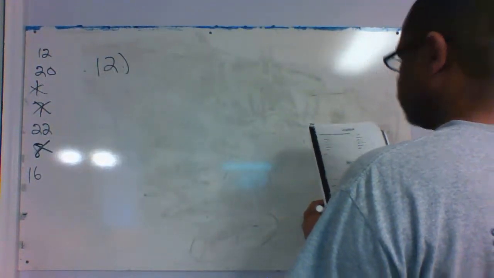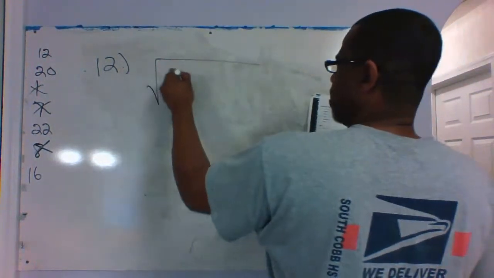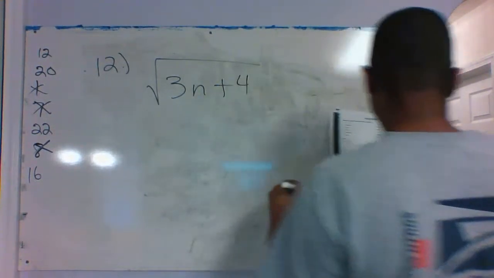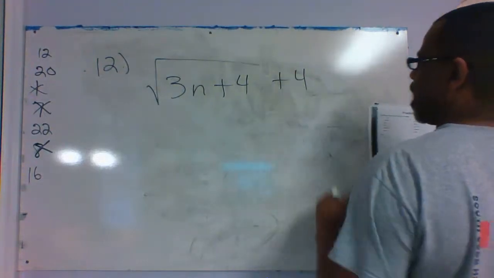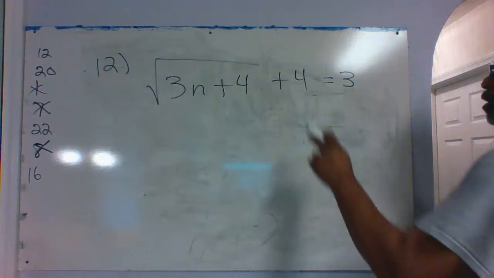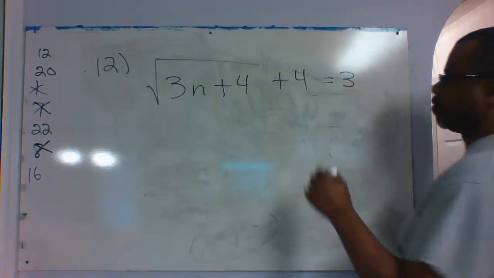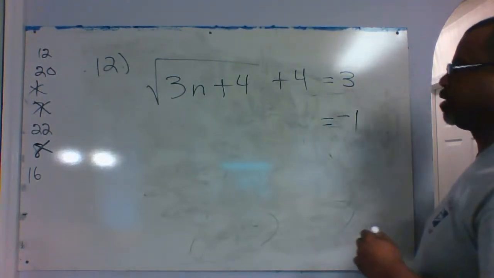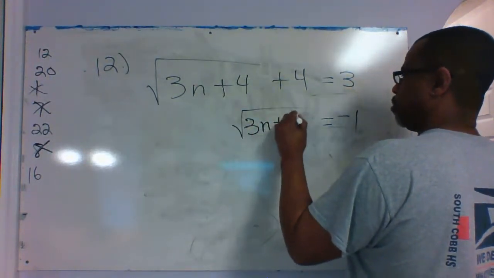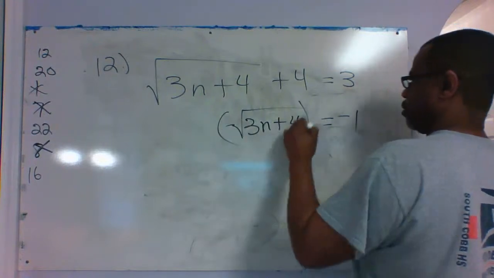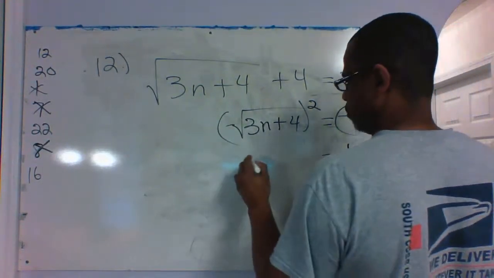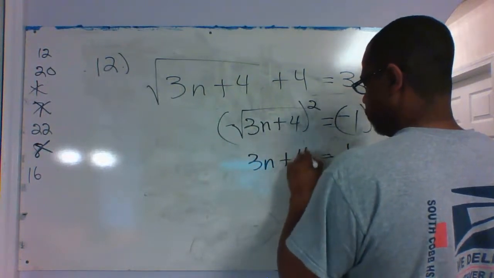Okay. So looking at 12, we have the square root of the radicand 3n plus 4 on the outside plus 4 equals 3. So now we need to get rid of 4, so that's minus 4. So we have the square root of 3n plus 4. Of course, we're going to square both sides. Then that'll give us 1 equals 3n plus 4.